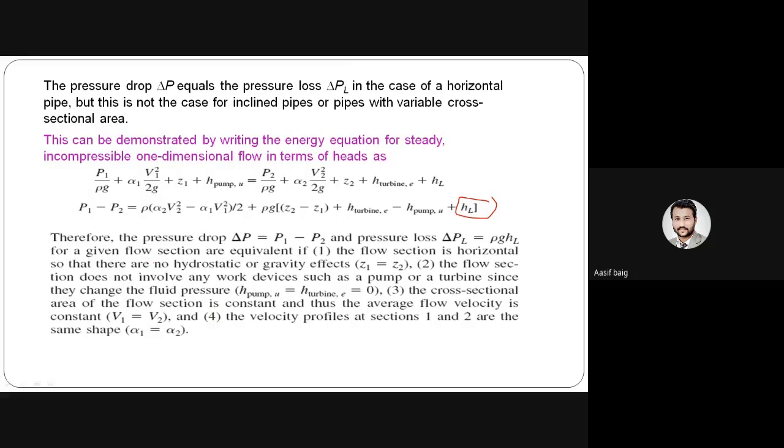for a given flow section are equivalent if the flow section is horizontal so that there are no hydrostatic or gravity effects, so Z1 equals Z2. The flow section does not involve any work devices such as a pump or turbine, since they change the fluid pressure. The cross-sectional area of the flow section is constant, and thus the average velocity is constant, V1 equals V2.